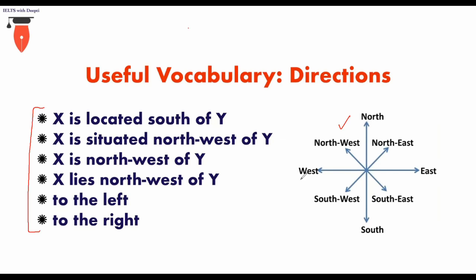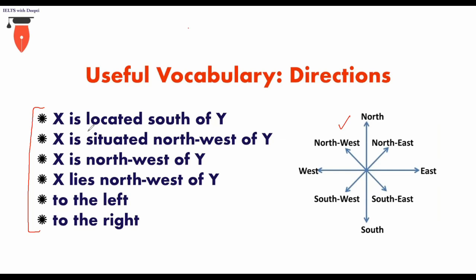So X is located south of Y. So X and Y can be different things that are mentioned on your map. So instead of located, you can use the word situated. You can use the word lies. You can even use the word is. X is northwest of Y.